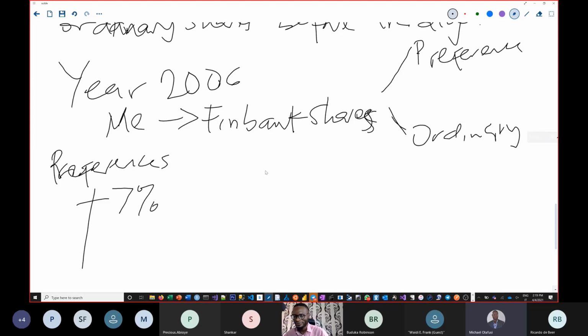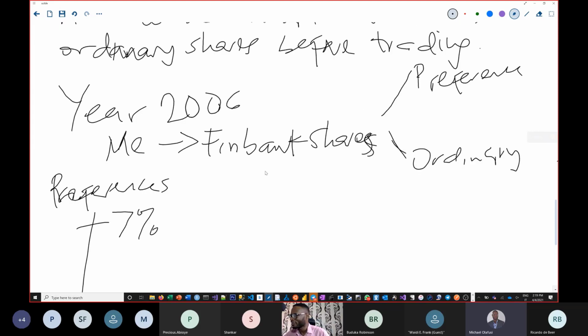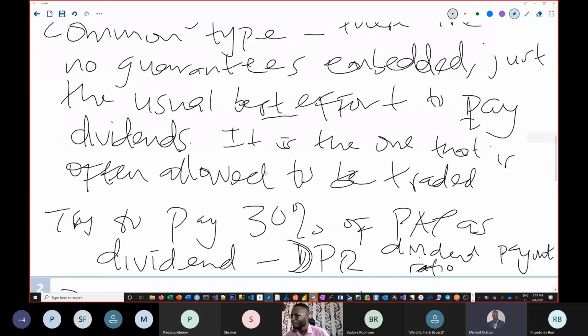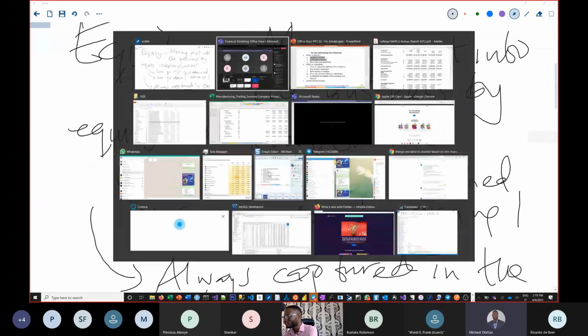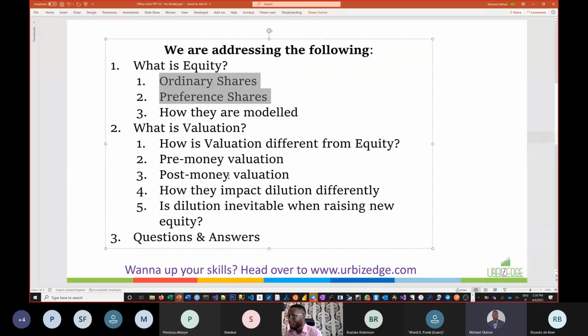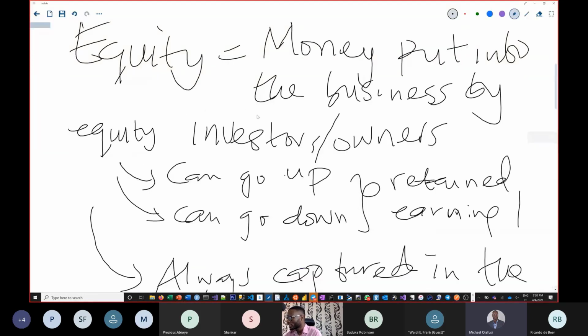It would be a good point to do a quick recap of what I've done so far. What we are following is this structure here. We are still on number one, which is what is equity. I started with what is equity and explained a lot about that. Then I moved on to different types. There's generally ordinary shares and then preference shares. So let me take you through the notes quickly.